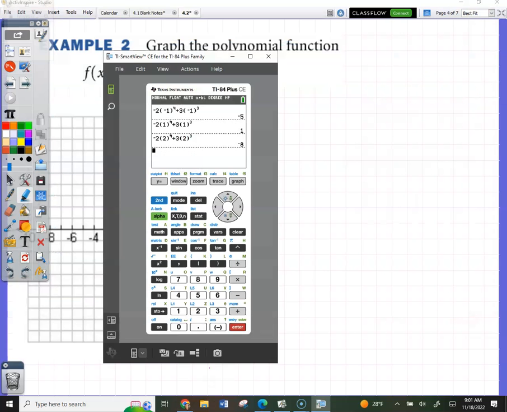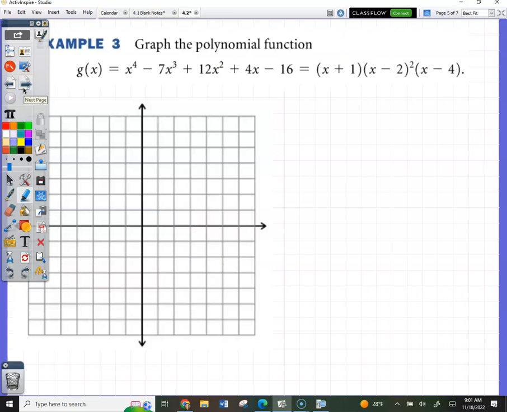Alright, let's go to... Do y'all want to see another graph? Another graph problem? Sure.